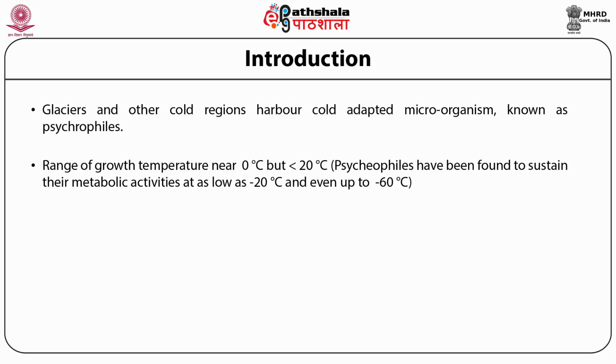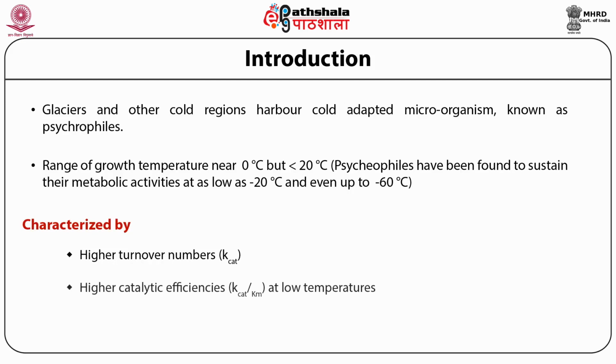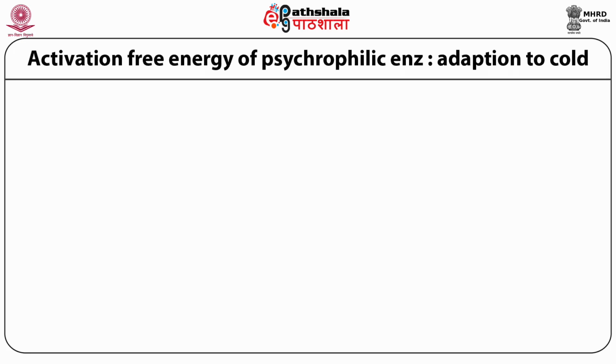Now the important fact about these enzymes is that the activity of these enzymes is characterized by higher turnover numbers, kcat, higher kcat values, and higher catalytic efficiencies, which is kcat by Km, and these higher values are reported at low temperatures. So the psychrophilic enzymes or the cryostable enzymes are, as we know, adapted to cold. So what is the reason behind that?